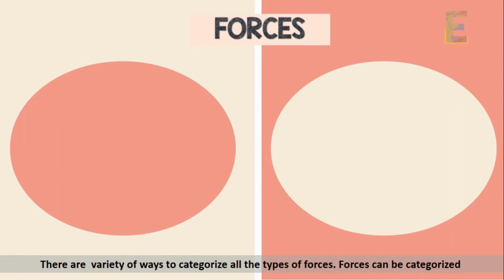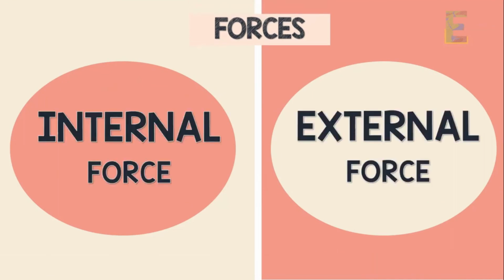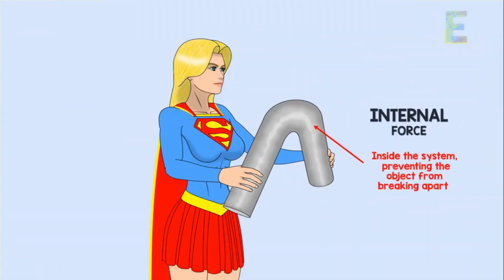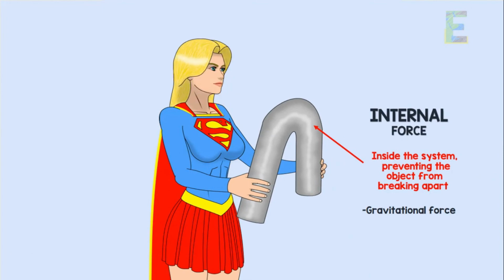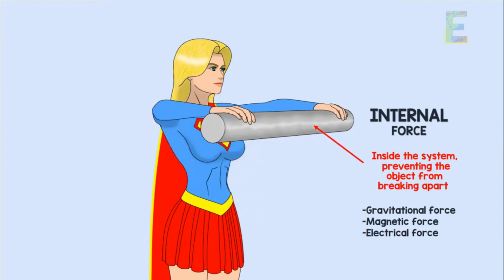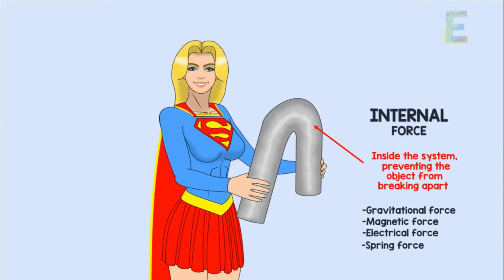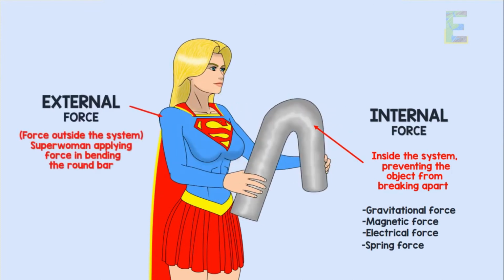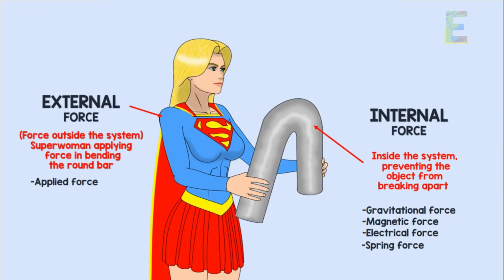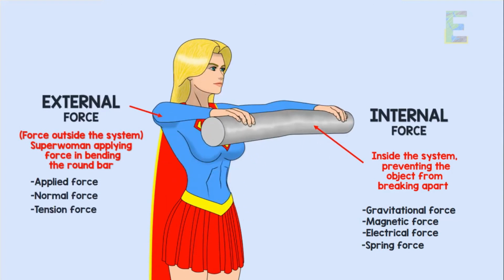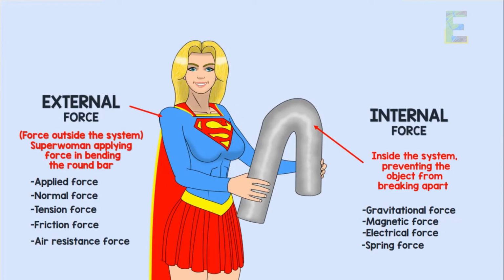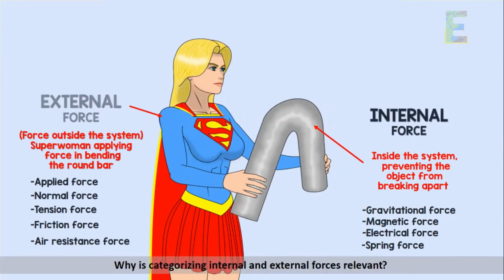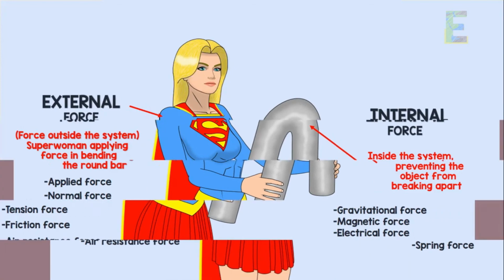Forces are of two types: internal forces and external forces, which is very important. The bonds inside the system preventing the object from breaking apart are called internal forces. Gravitational force, kinetic force, electrical force, cooling force, all of these are internal forces. External forces: force applied from the outside, like the superwoman bending the round bar, is an external force. Applied force, normal force, tension force, friction force, air resistance force are the external forces.